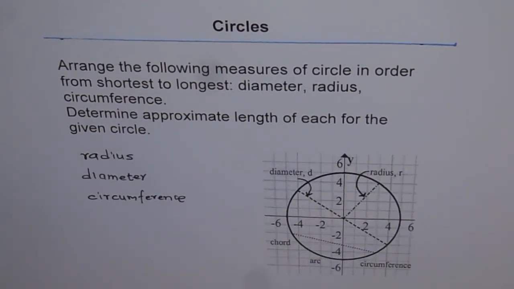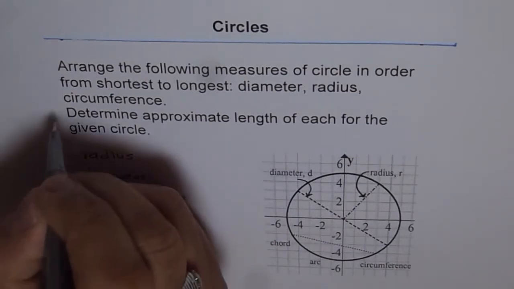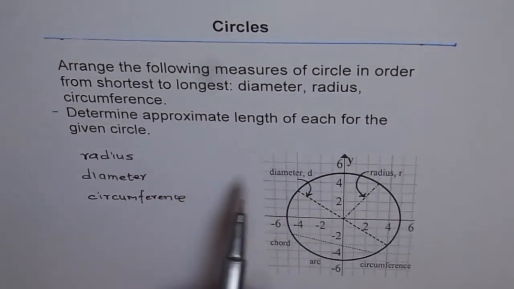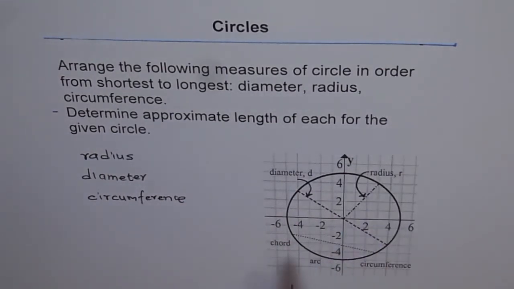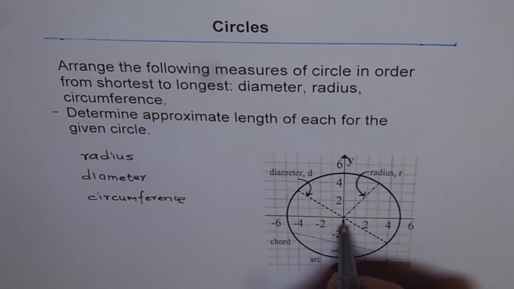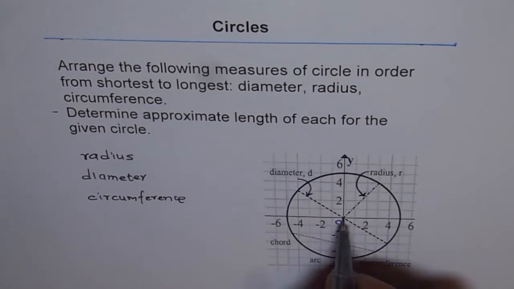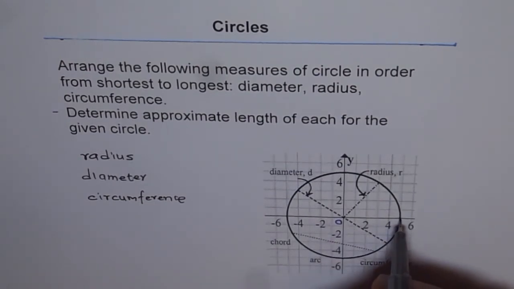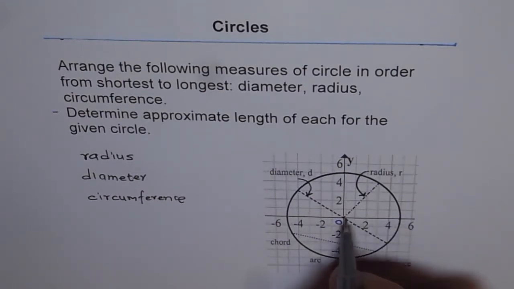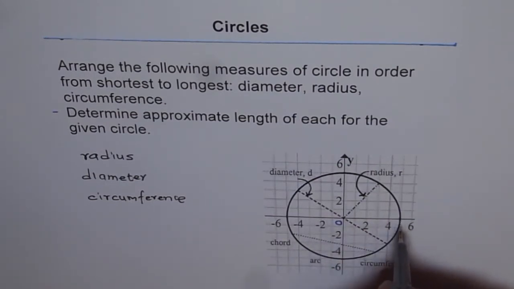Now the second part of the question here is to determine approximate length of each for the given circle, right? So now you need to find approximately how long is the radius, how long is the diameter, and what is the length of this circumference, right? Now if you see the graph, the center of the circle is at the origin, which is 0, right? And the radius is from 0 to this point, and this point is 5 units away, correct? And therefore we can write radius is 5 units, right? So all the distance from the center to the circumference is 5 units, right?